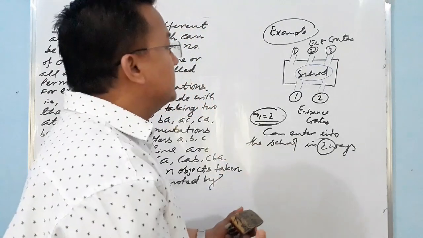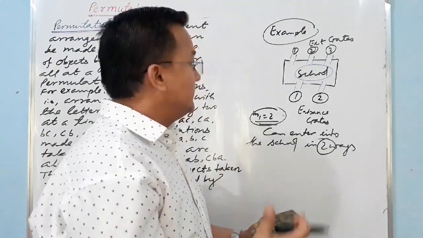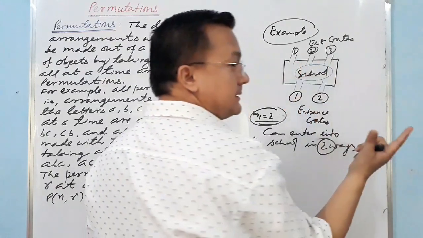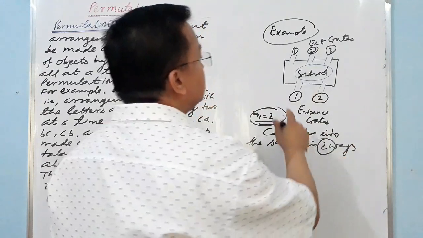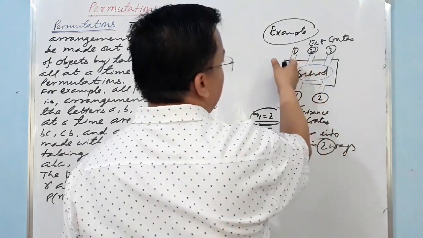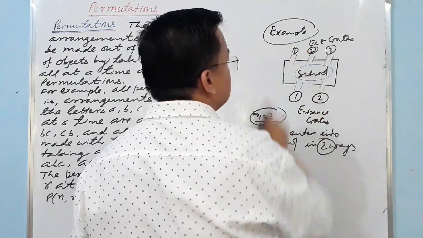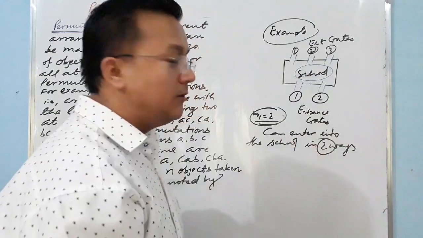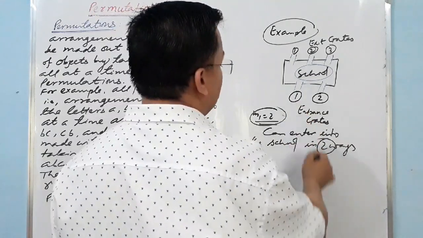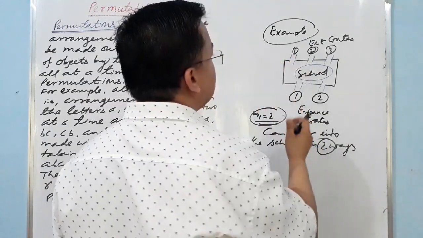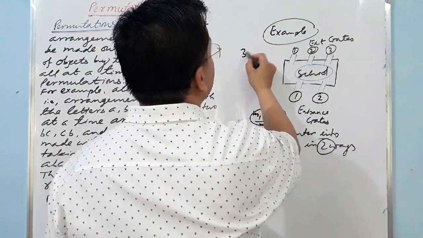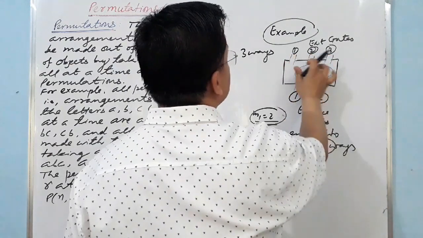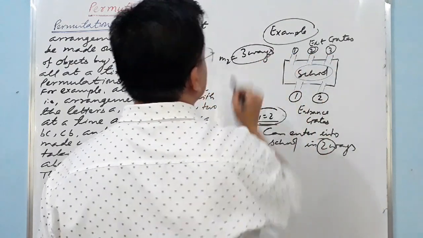And then the student comes out from the school in how many ways? There are 3 exit gates. The student can come out from either this or this or this, any one of 3. So M2, the number of ways he can come out, is 3 ways, because he has 3 choices: 1, 2, 3.